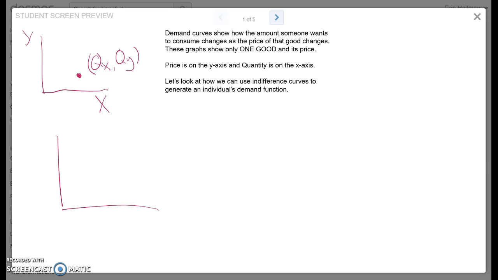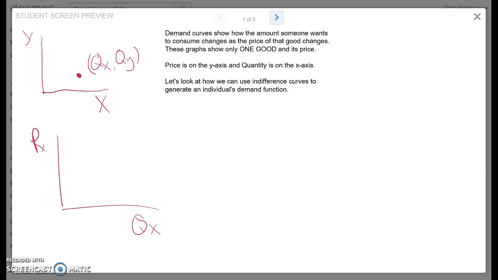For demand functions, the horizontal axis is still the amount of good x you are consuming, but the y-axis is going to be the price of x. So we're going to be able to answer questions like, if Diet Coke costs $2, this is how many Diet Cokes I'm going to demand. If the price of Diet Coke goes up to $10, this is how much Diet Coke I would consume. So price is going to be on the y-axis and quantity is going to be on the x-axis.